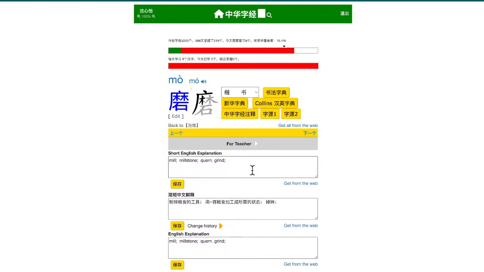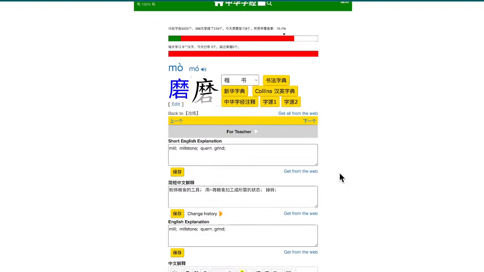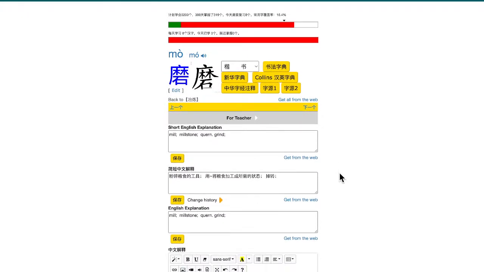This thing is mill or millstone, okay. Grind means grind. So this is a type of mechanical device that is used to grind things. Okay, used to grind things. Called a mo.